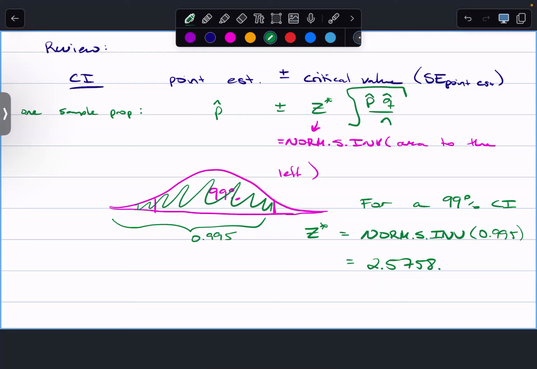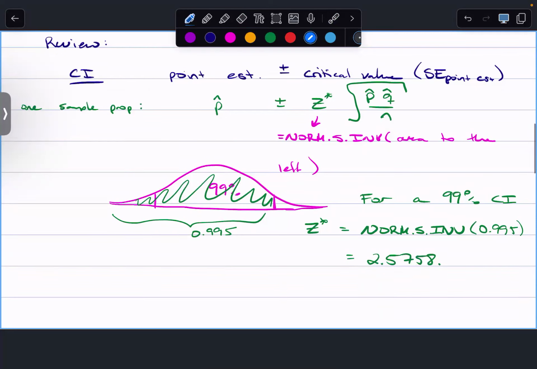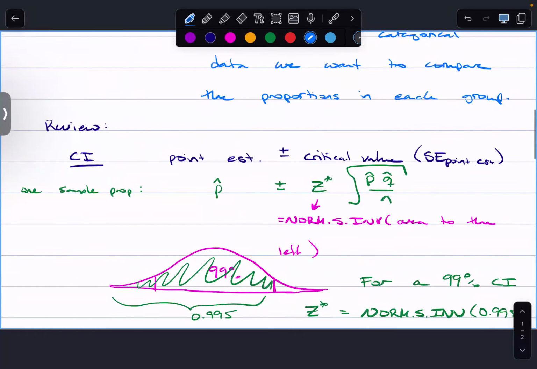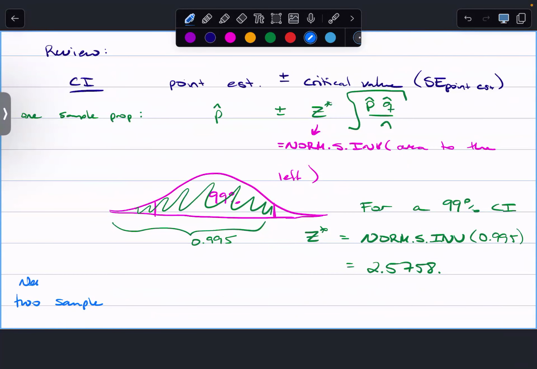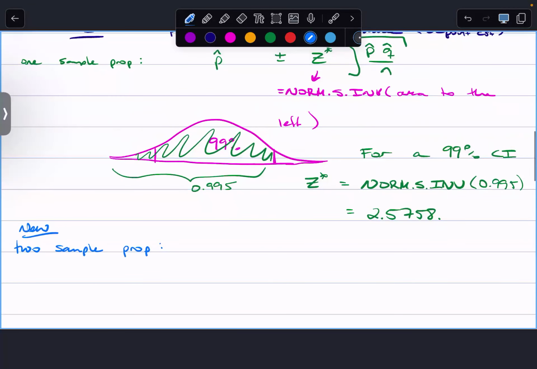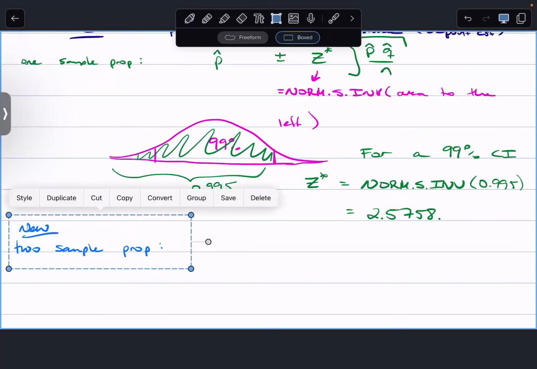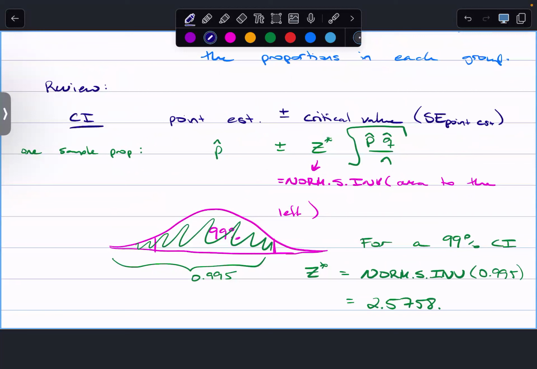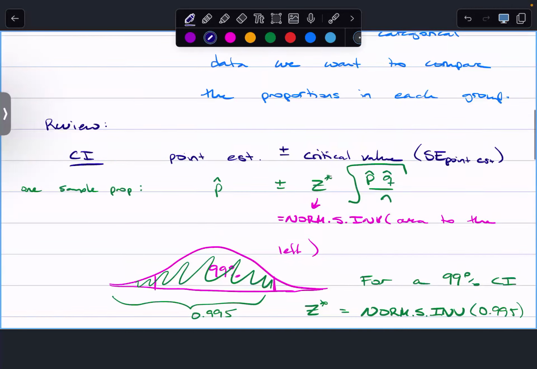So now, today, kind of new, for 2 sample proportions, just so we can see how they line up. 2 sample proportions, the point estimate, actually, sorry, we're not ready for that. Haven't even introduced what we're trying to analyze. Let's go back here.